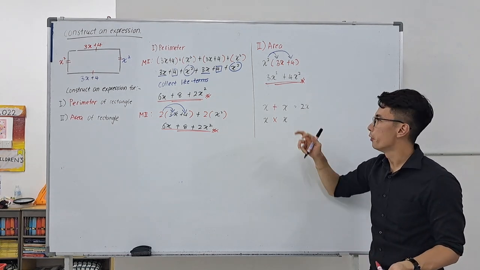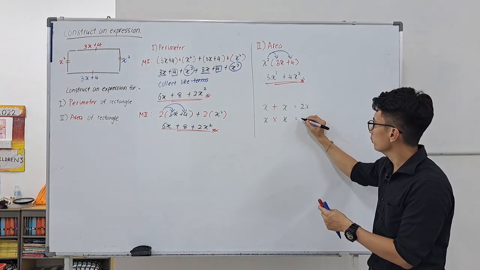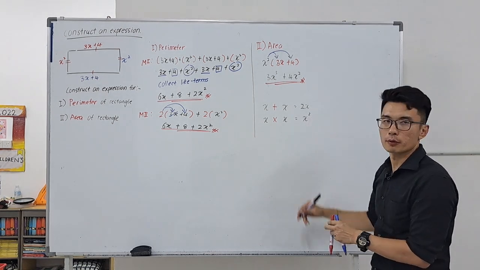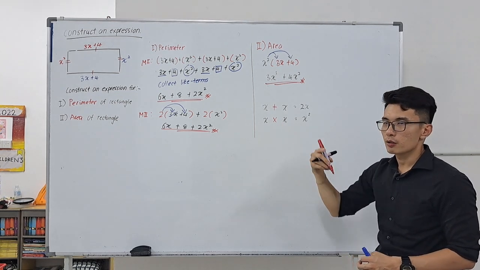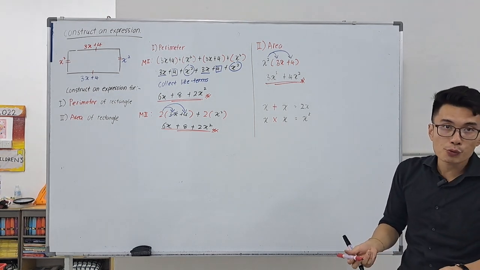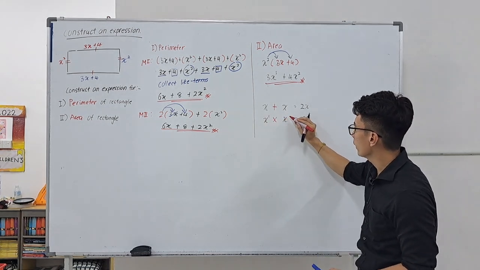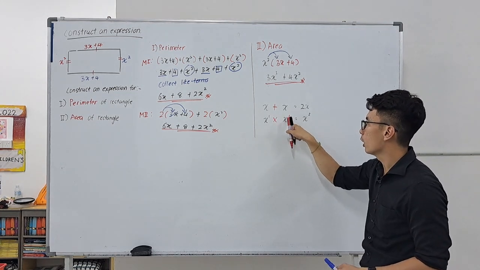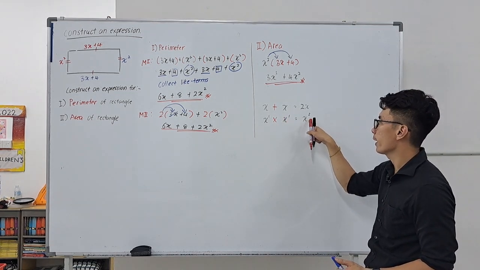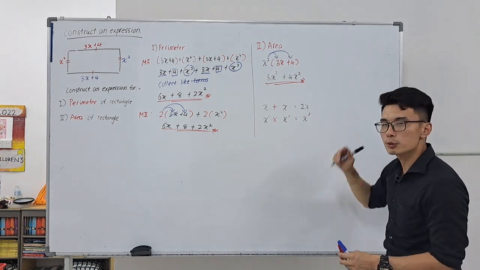But what about this? x times x is going to give you x squared. Does this look familiar? It's basically the multiplication rule that we learned from indices. So this is basically x to the power of 1 times x to the power of 1. Same base, so we can add the powers. That will become x to the power of 2. So please make sure you all know the difference between these.